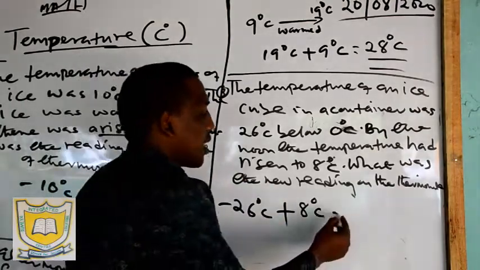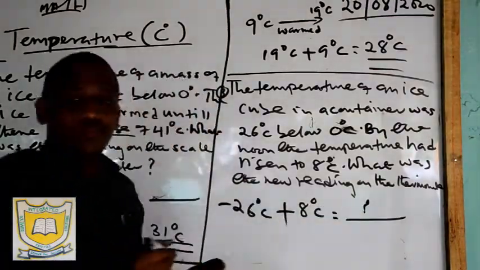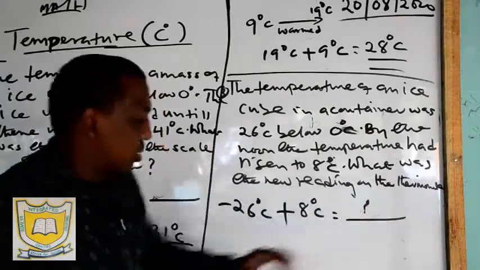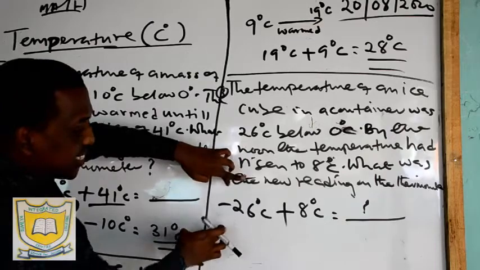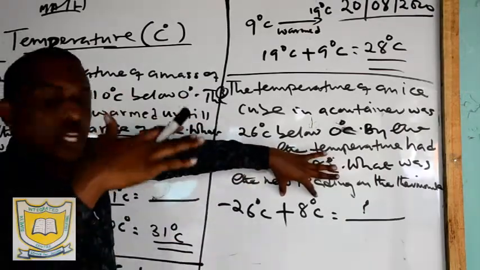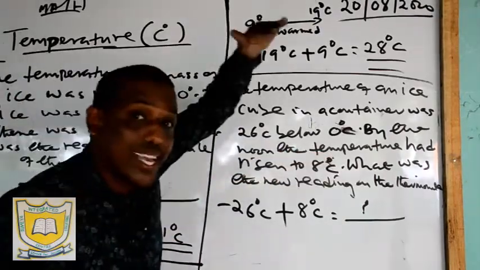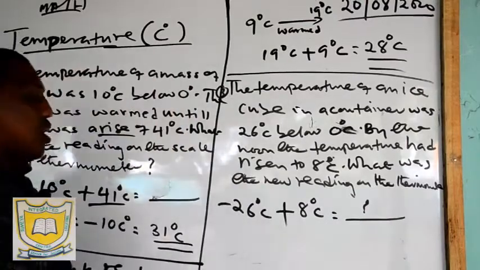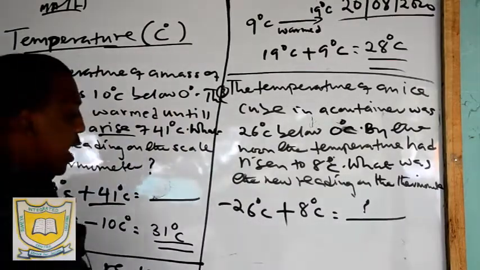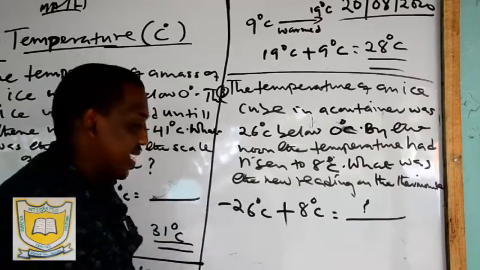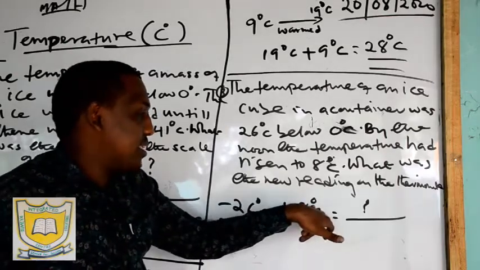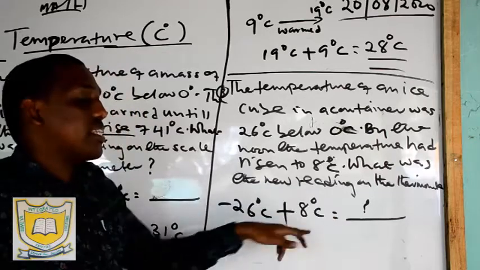Then what they are asking now is the reading of the thermometer. What will the thermometer read now? That's what they are saying. It was negative 26 degrees Celsius, below 0. It has risen now due to the heat by 8. It has gone up by 8. So what will it read now? So now we say, this one is negative 26 degrees Celsius, and this one is 8 degrees Celsius.